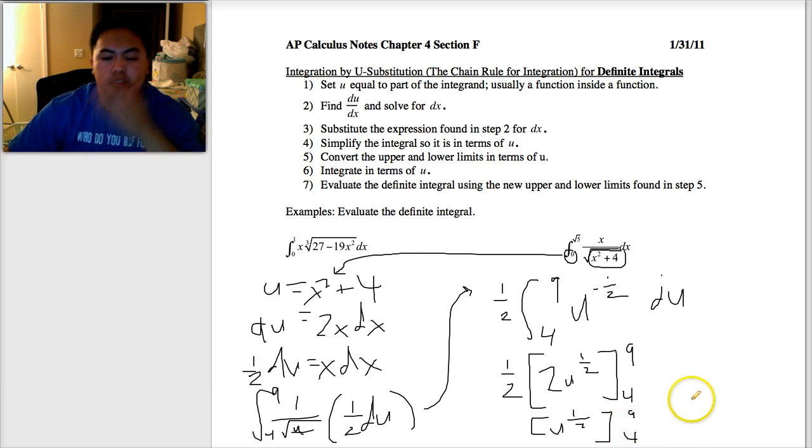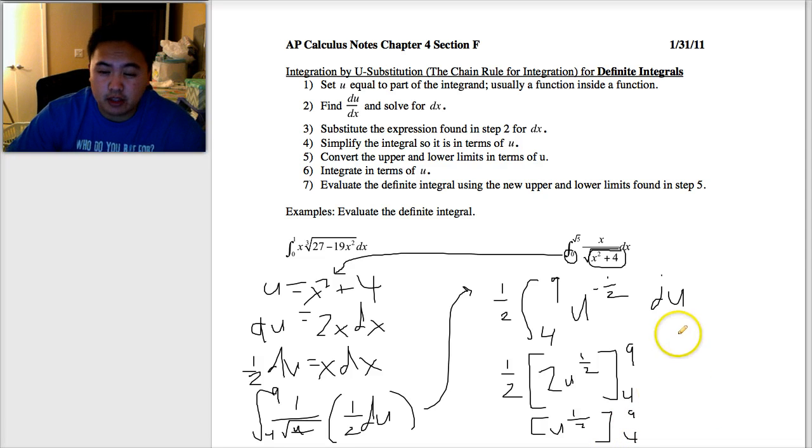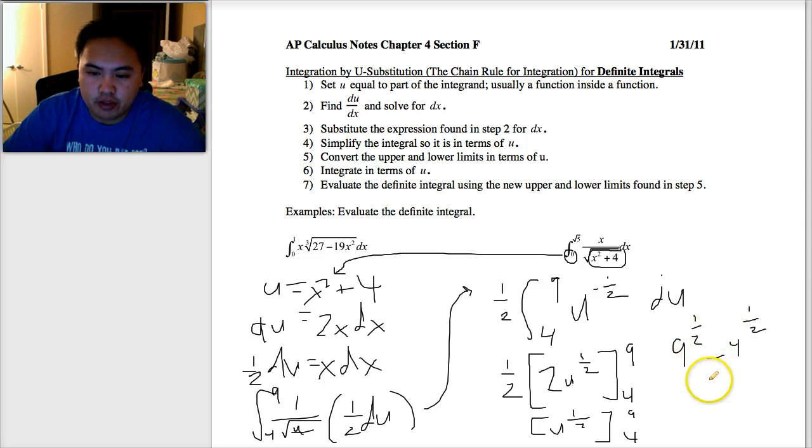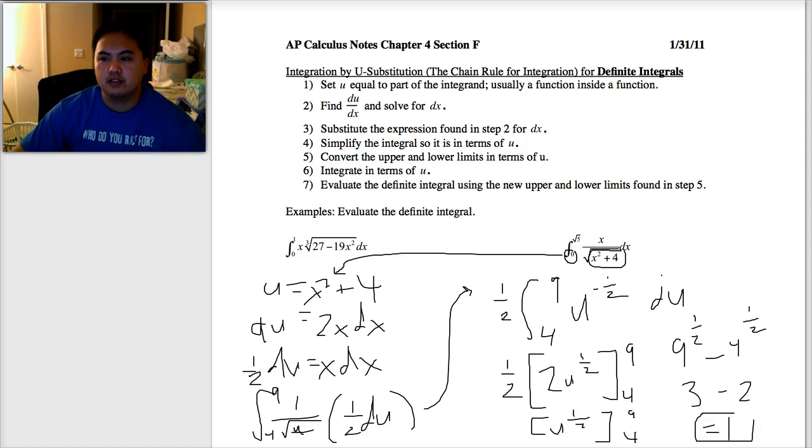Okay. Next thing I'm going to do is plug in 9 and plug in 4 and then subtract them. So this whole problem becomes 9 to the half minus 4 to the half. You should know how to do this in your head, or if you feel uncomfortable, you could use a calculator. 9 to the half, or the square root of 9, is 3. 4 to the half, or the square root of 4, is 2. 3 minus 2 equals 1. Ta-da! And that's how you do it.